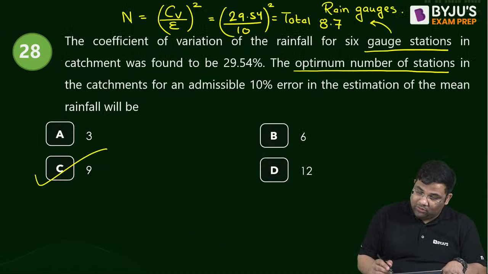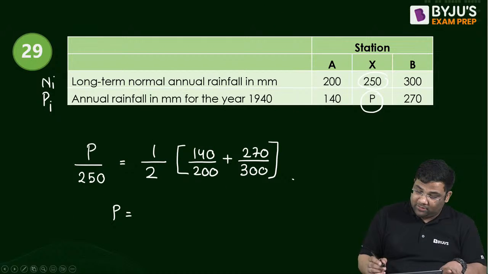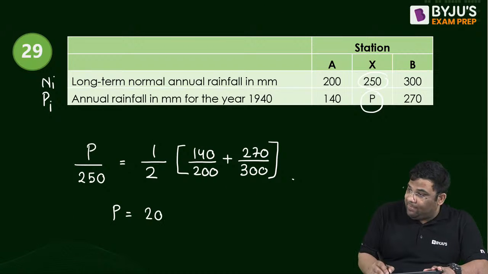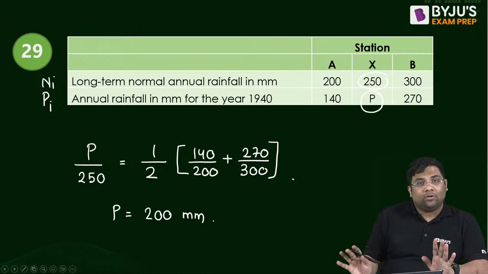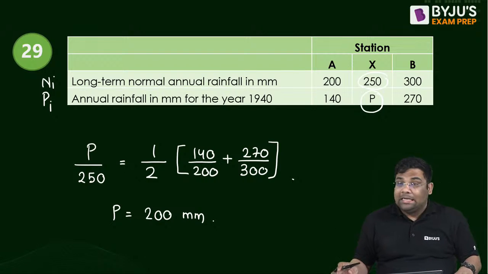Extra total, optimum number, optimum total. P is how much? 200 mm. You are getting 200 mm, everyone. Very easy, normal ratio method. Okay, very good. Let us go to the next question.